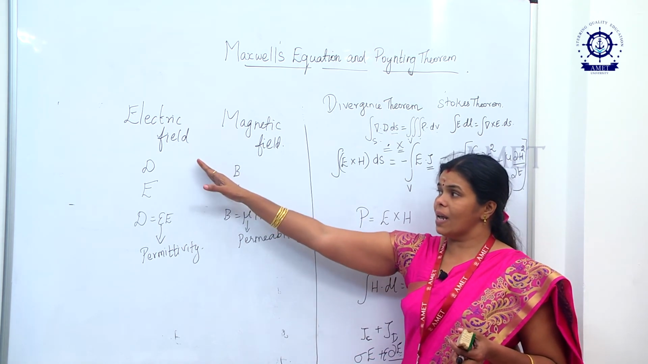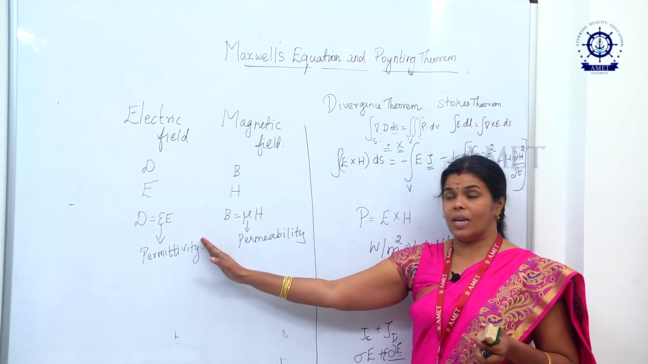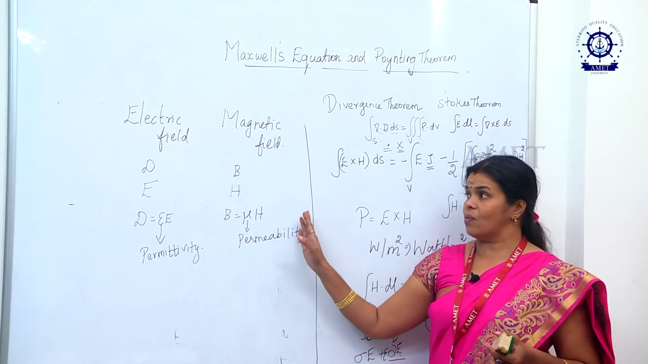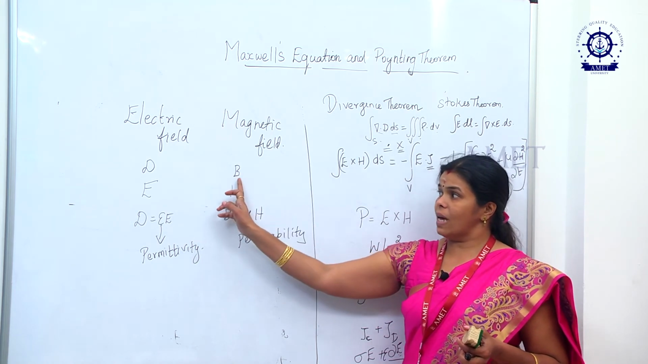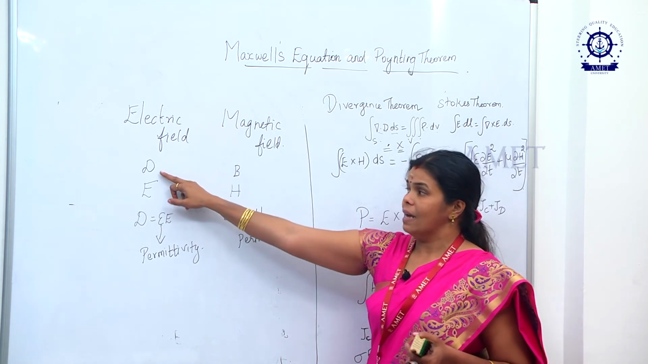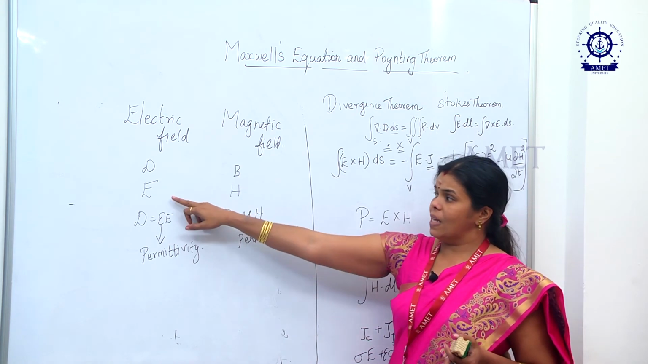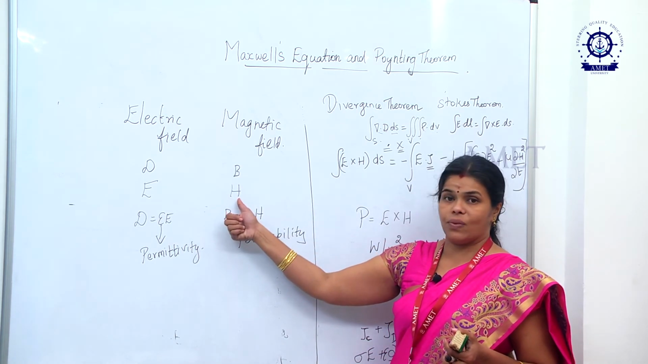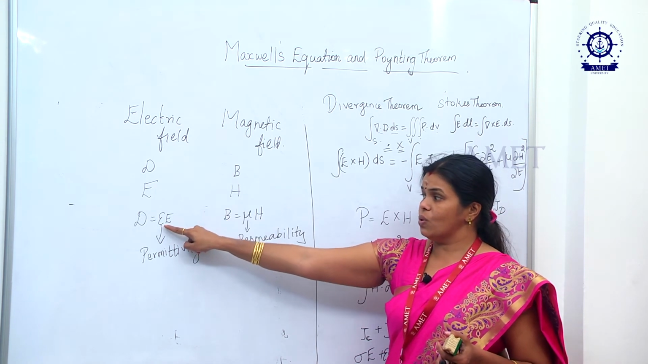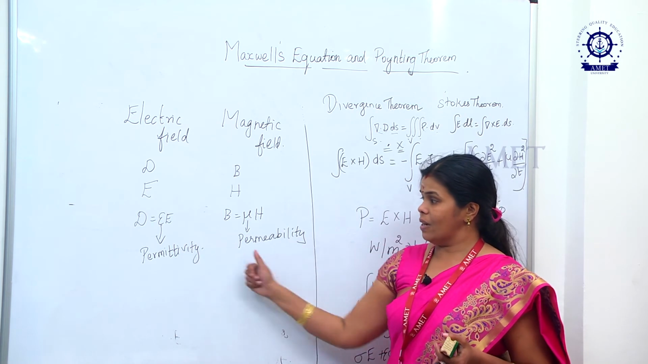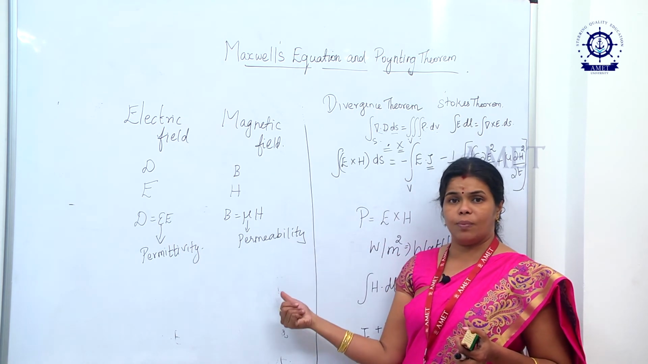All the terms are coming. So separately, what are all the terms related to the electric field? The same terms with different notations we are using in the magnetic field. If D is here, here we have B, the same term. Here electric flux density, here the magnetic flux density. Then electric field intensity, magnetic field intensity. Then D equal to epsilon into E. Similarly, B equal to mu into H. Here permittivity, here the term is permeability.